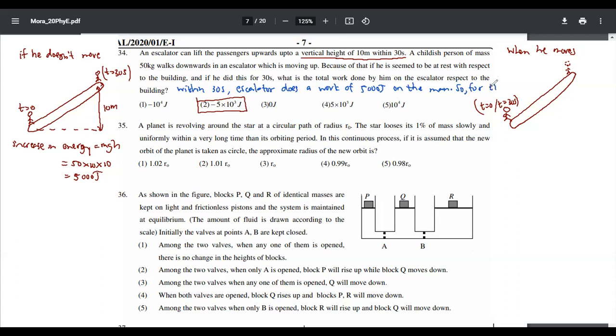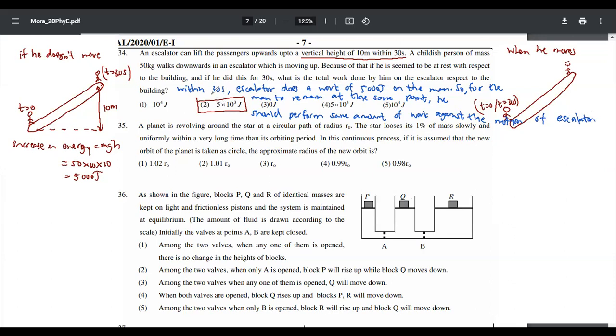So for the man to remain at the same point, what should he do? He should perform the same amount of work against the motion of the escalator. Why am I saying accelerator? Vertical escalator. Okay. Second one is the answer.